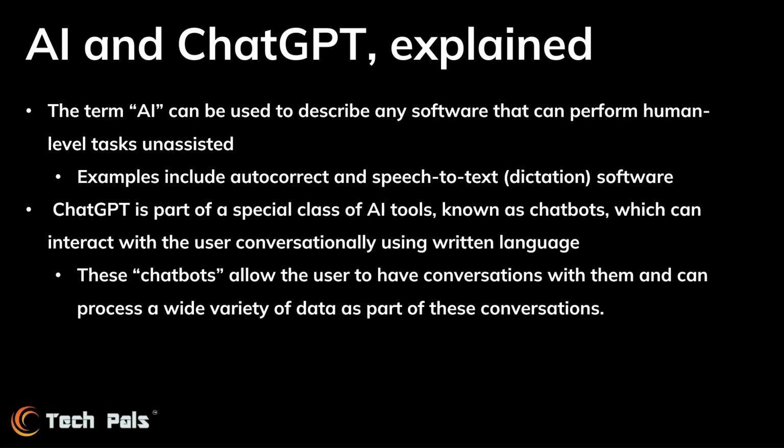So the term AI can be used to describe any software that performs a task that's considered human level unassisted. So that's what makes it special. It doesn't require human assistance to perform the task, at least at a basic level. So, you're on your phone and you use autocorrect, that's AI. You do a dictation and your phone converts your speech into text, that's AI.